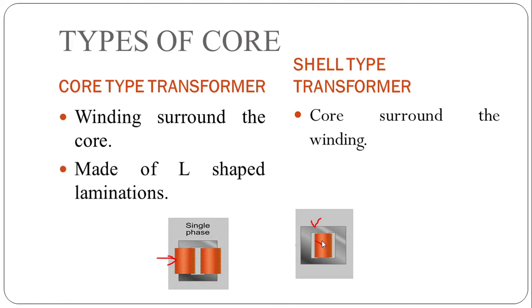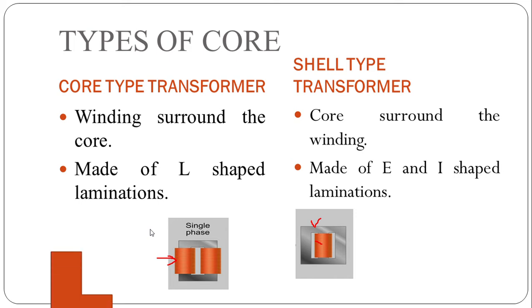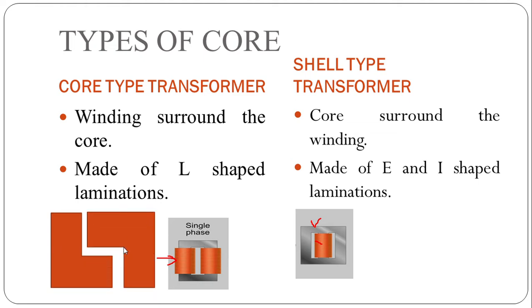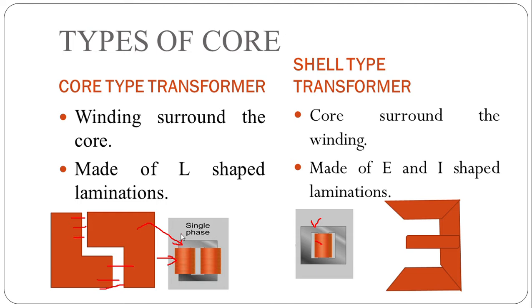Next important point is core type transformer is made up of two L-shaped laminations, while shell type transformer is made up of E and I-shaped laminations. See how. Suppose these are two L-shaped laminations. If we join these two laminations, then it will make a core type transformer. So this core can be obtained by joining two L-type laminations. In case of shell type transformer, it is made by joining E and I shaped laminations. So this is E shaped lamination and this is I shaped lamination. If we join this, then it will make this shell type transformer. Okay, so next slide.